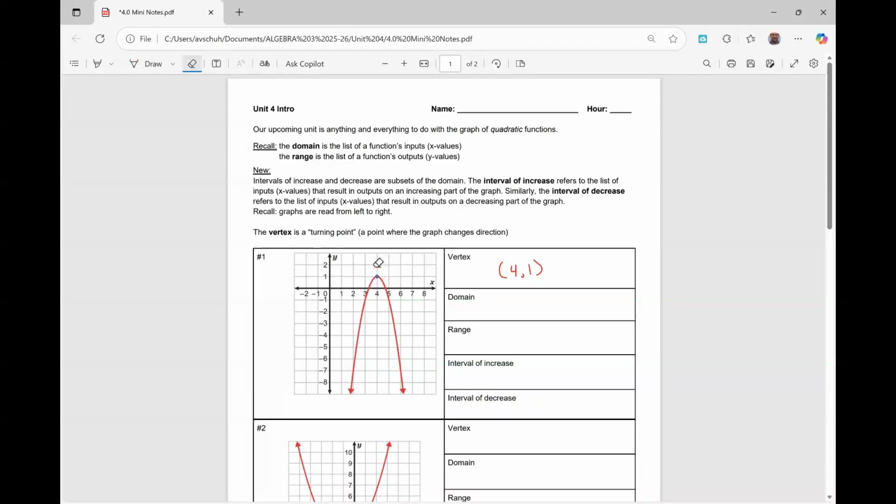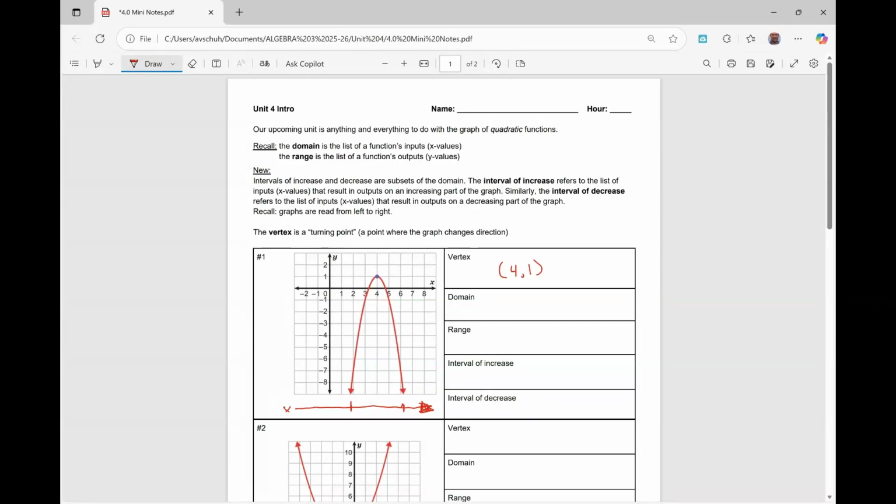The next thing we're going to talk about is the domain. And we've talked about this already to this point this year, so we should feel okay about it. But remember, the domain is going to be the list of possible x values. So as I go across on my graph here, I can see that all of these x values between here and here are contained on my graph. So those ones should be pretty obvious.